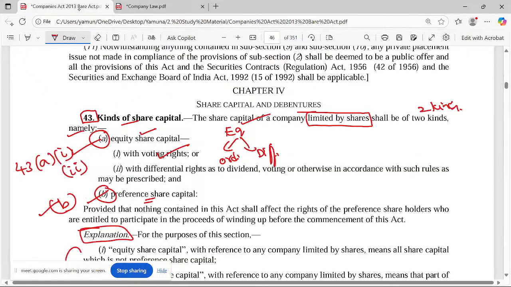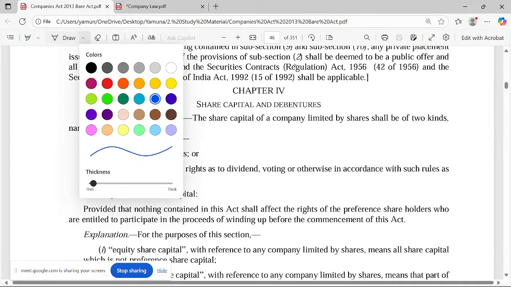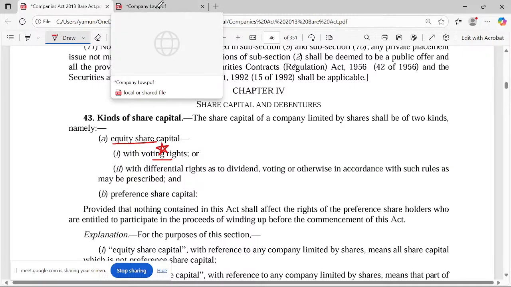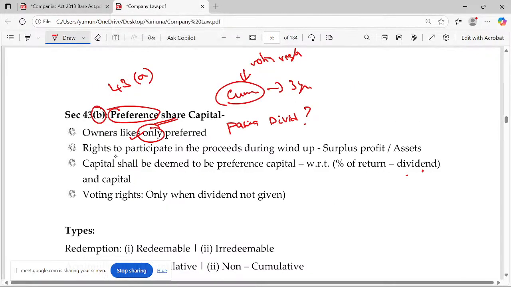Go for the very first line. I'm following from the bare Act. What does the very first line say here? Equity share capital with voting rights. The very highest right to have is voting rights. In all the cases, you'll get the right as an equity shareholder, but not as a preference shareholder. That's a very big difference between equity shareholders and preference shareholders. So you'll get the right to participate in the proceeds during winding up. So surplus of profit or assets, you'll get a right on it.